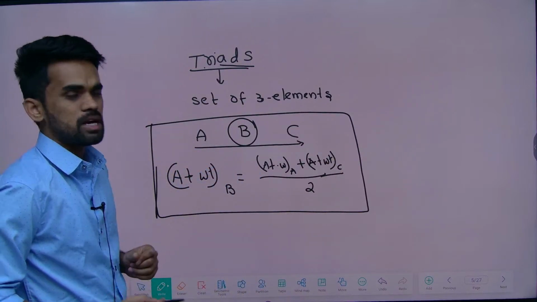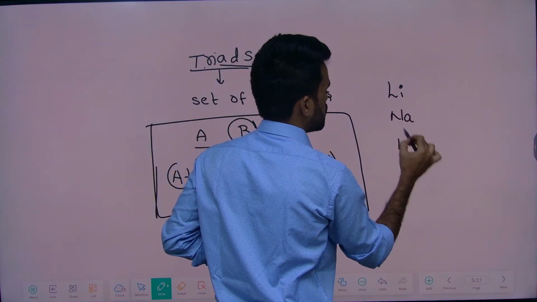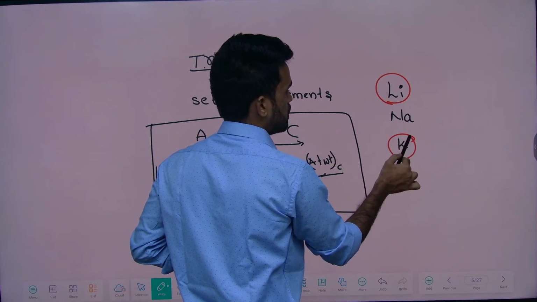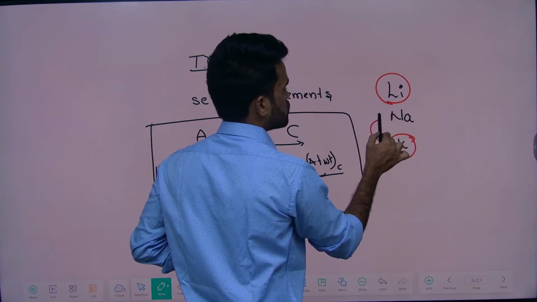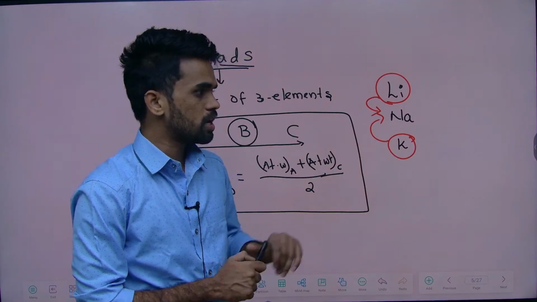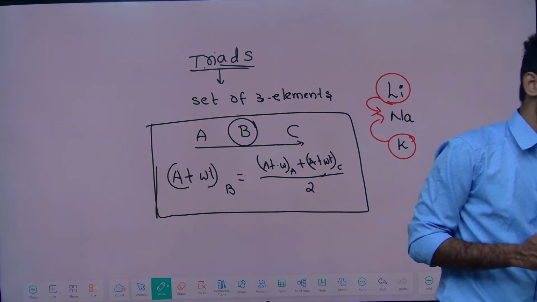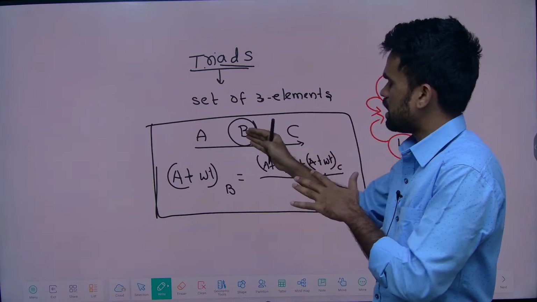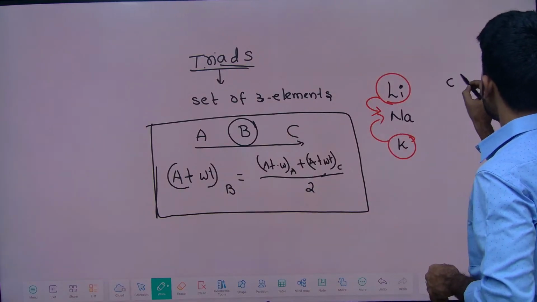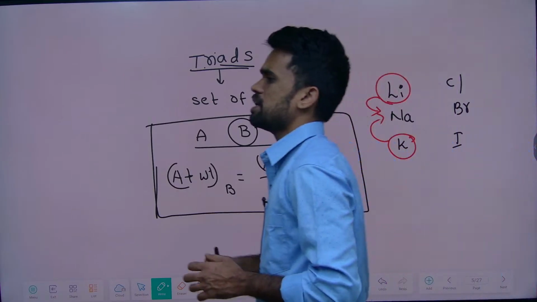The best examples here are lithium, sodium, potassium, which you can remember as LiNaK. The average of the atomic weights of the first and last elements gives you the atomic weight of the middle element, sodium. So he calculated the atomic weight of the middle element using the first and third elements. Chlorine, bromine, iodine is also a second set of triad. Like this he gave some triads.